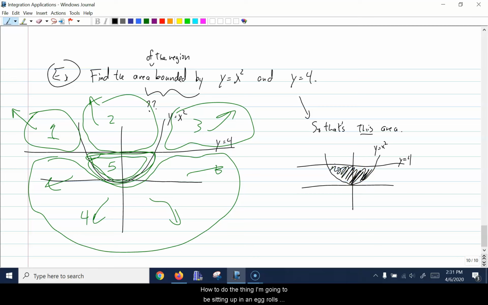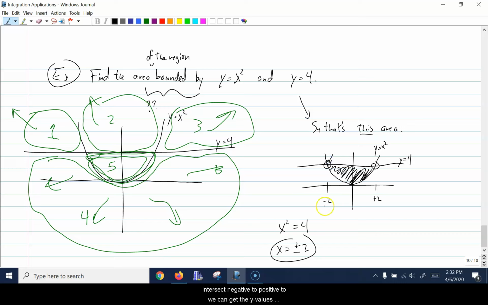To do this, I'm going to be setting up an integral, and I need the integral from where to where. So I care about where these points are, which means we care about where those curves intersect. To find out where curves intersect, I set the equations for those curves equal to each other. When does x squared equal 4? That's x equals plus or minus 2. Those are the places where these intersect: -2 and +2.